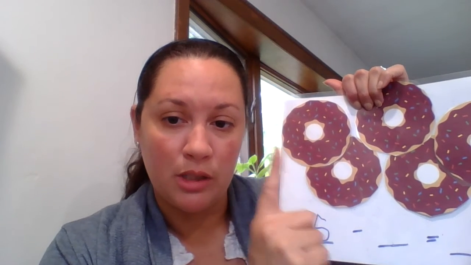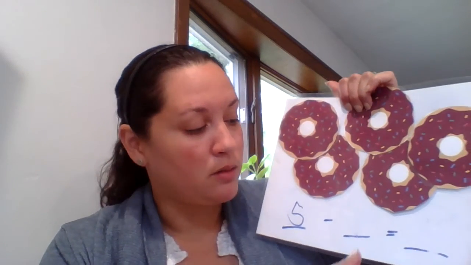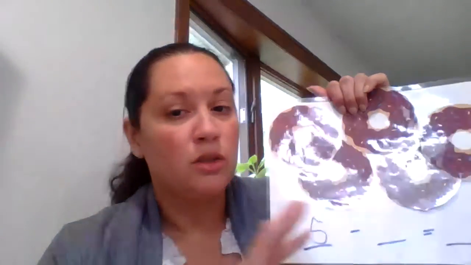So we have 1, 2, 3, 4, 5. That's the number I'm starting with, so I'm going to write that number right here, 5. I'm going to take 1 away during the song, and then I want to know how many I have left, okay? So let's sing that song.